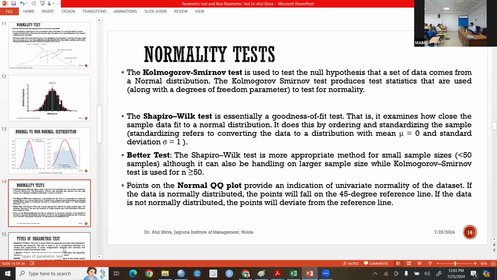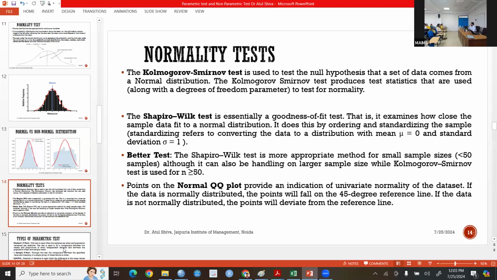And if there is a conflict between the two, for example, in the KS test null is rejected, and on Shapiro-Wilk null is going to be accepted. Not accepted, but failed to reject. So there is a dispute between the two tests. So I have written that the better test is the Shapiro-Wilk test.